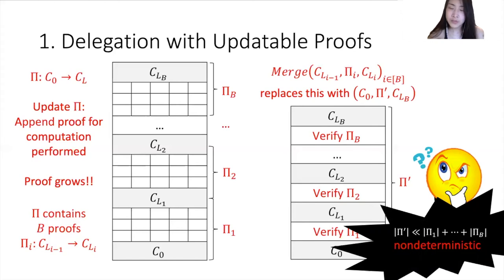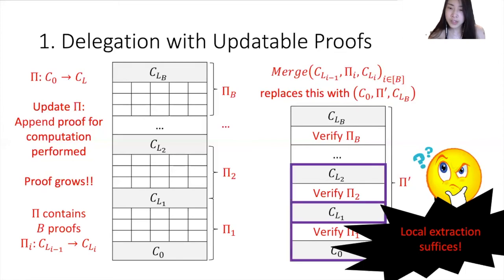that this transformation preserves soundness, because we know from works on non-deterministic delegation that in general it's hard to extract a lot of information such as the b proofs from a single short proof pi prime. So previous works actually assume that you can extract all b proofs by relying on strong assumptions. What we do is we instead extract small parts of the proof and show that each of these small parts can actually be pieced together via a technique that we call local extraction. And this is how we'll get updatable proofs under a falsifiable assumption.